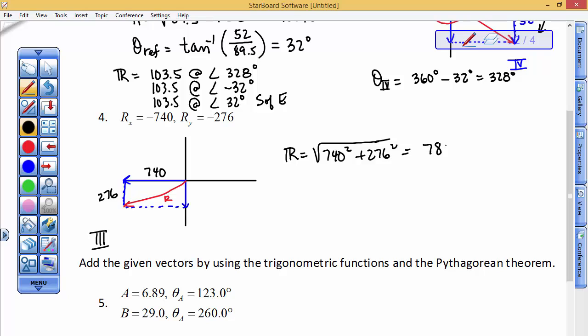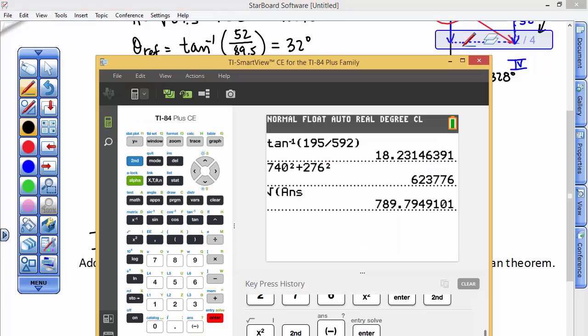Don't forget to find my reference angle. I'm going to use tangent because I know my x and my y components. I'm looking for this angle right here, this reference angle. So I'm going to take the inverse tangent of the side opposite over the side adjacent without any signs on it so that I can get an acute angle, between 0 and 90 degrees. Inverse tangent of 276 divided by 740, and I get the reference angle is 20.5 degrees.